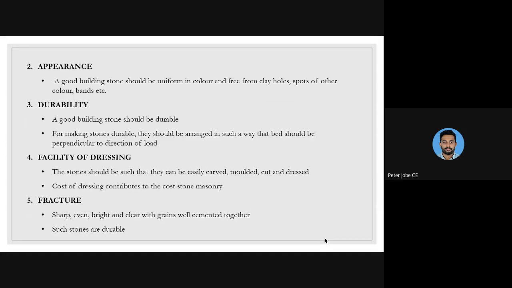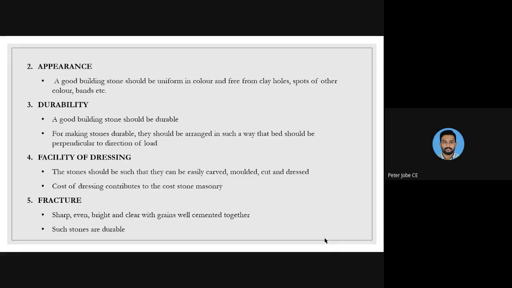And next, a good property for a good building stone is the appearance. A good building stone should be uniform in color, and it should be free from any clay holes, spots, bands, or other colors. The color uniformity should be there. That is the condition regarding appearance of a good building stone.